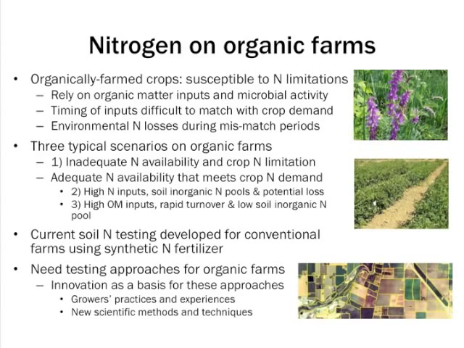In this study, we hypothesized that there were three typical scenarios on organic farms. One is inadequate nitrogen availability and crop nitrogen limitation. The other two fall in the category of adequate nitrogen availability that meets crop demand, but in one case, higher nitrogen inputs, soil inorganic pools, and potential loss occur. In the other hypothesized scenario, we see a situation with high organic matter inputs, rapid turnover by the soil biota, and low soil inorganic N pools.